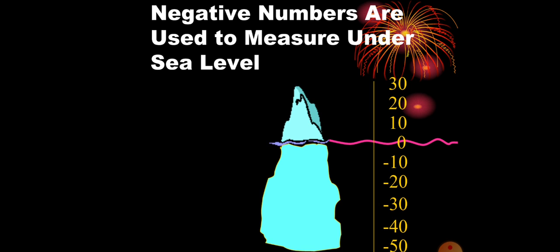If I told you it's 30 meters above the sea level, is it going to be positive or negative? Above. Yes, it's positive. Under the sea level, or below the sea level, it's going to be negative. One more time. If I told you it's 10 meters above the sea level, it's going to be positive. 40 meters below the sea level will be negative 40.